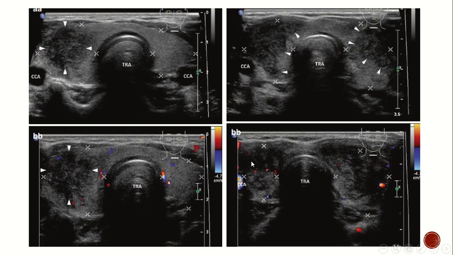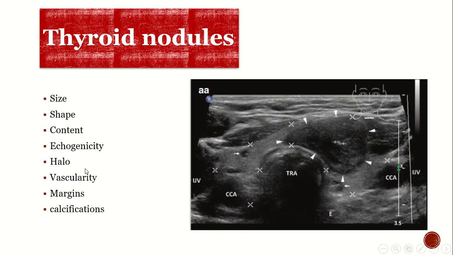This is an example of it. This is a bilateral subacute thyroiditis, or unilateral subacute thyroiditis here. Sometimes it is difficult to differentiate it from thyroid carcinoma unless we do fine needle aspiration.